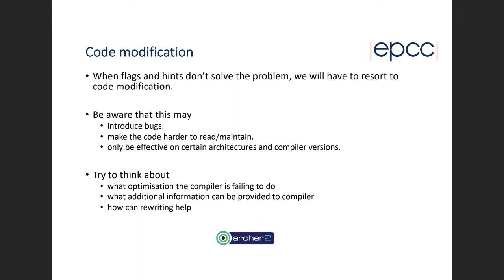And so what I want to encourage you to do is try to think about what optimization you think the compiler is failing to do, what additional information you can provide it, and how rewriting can help the compiler do its job better.